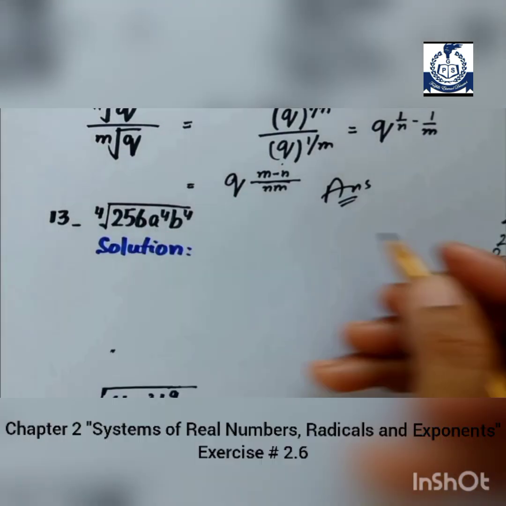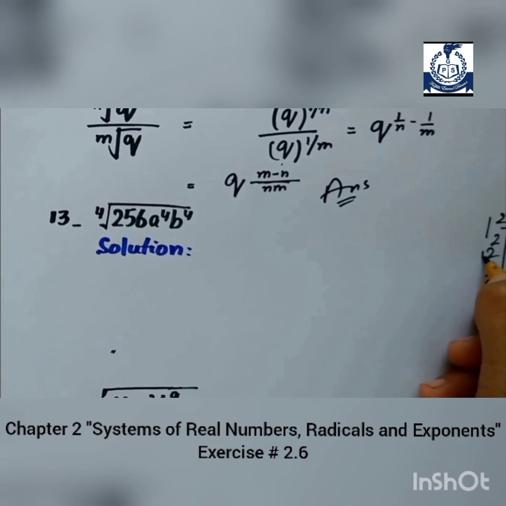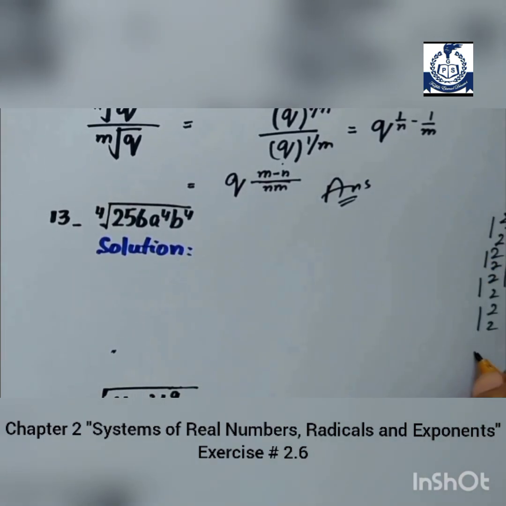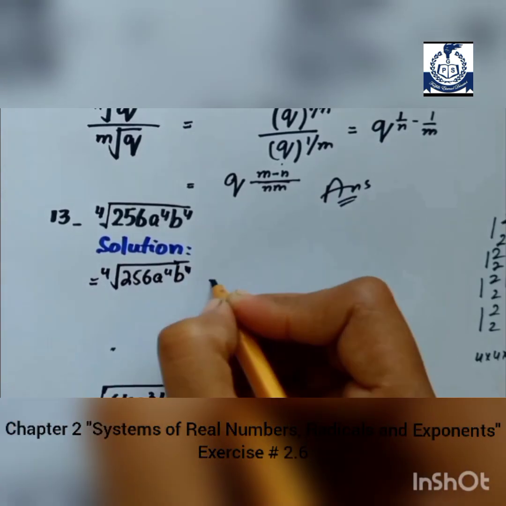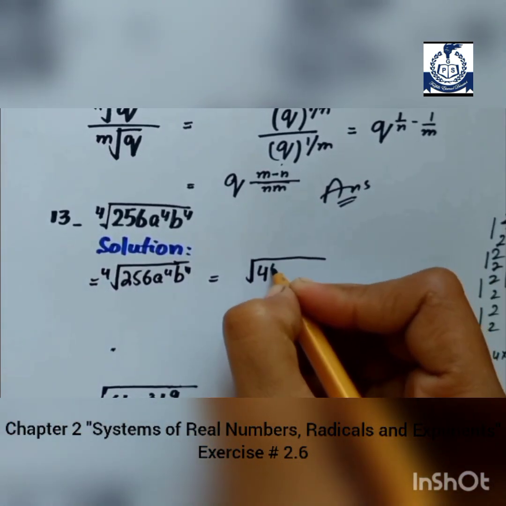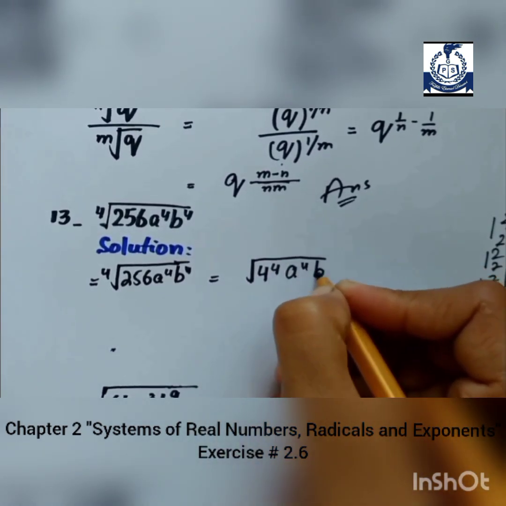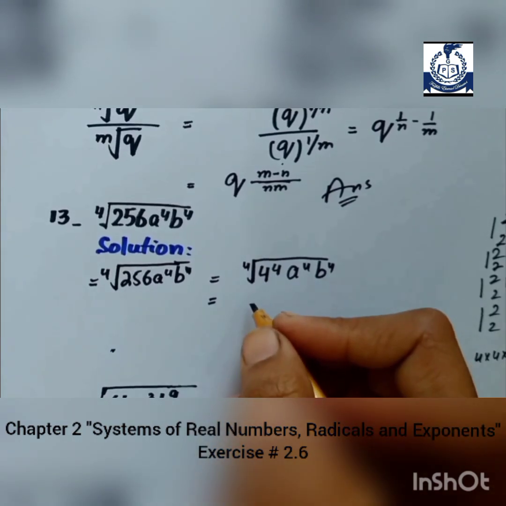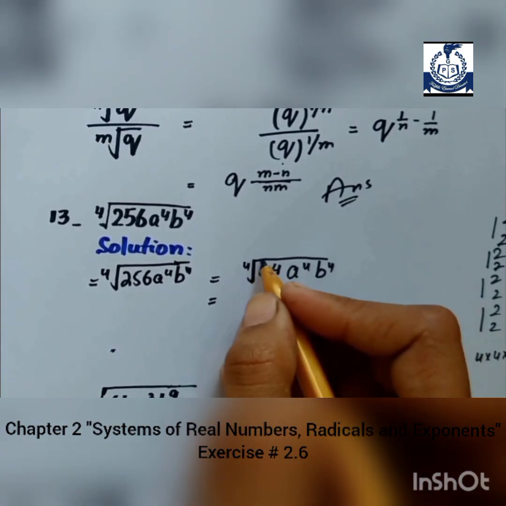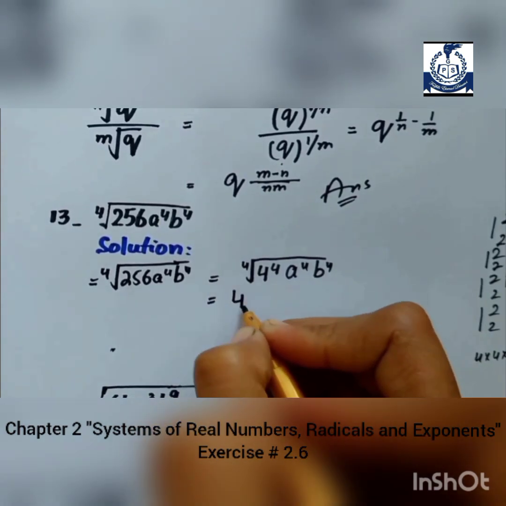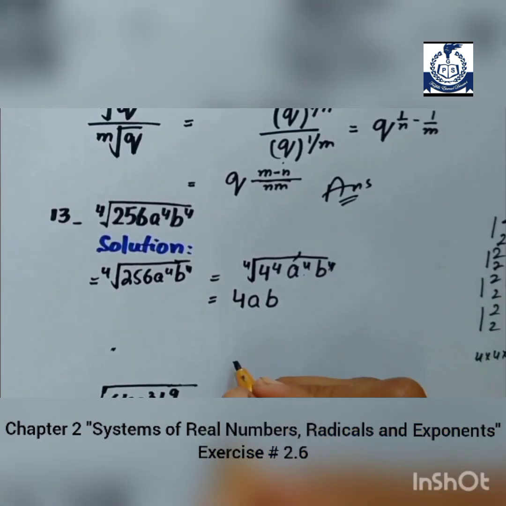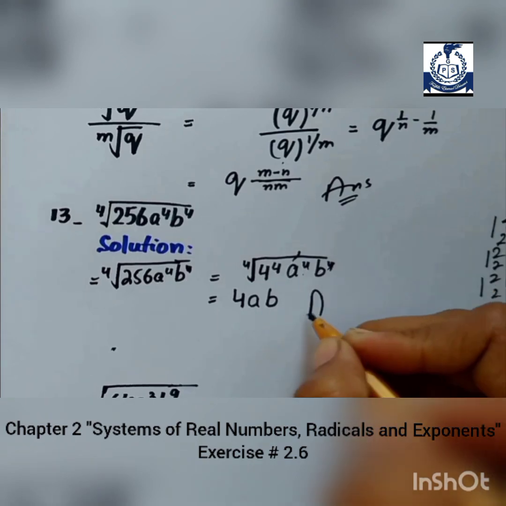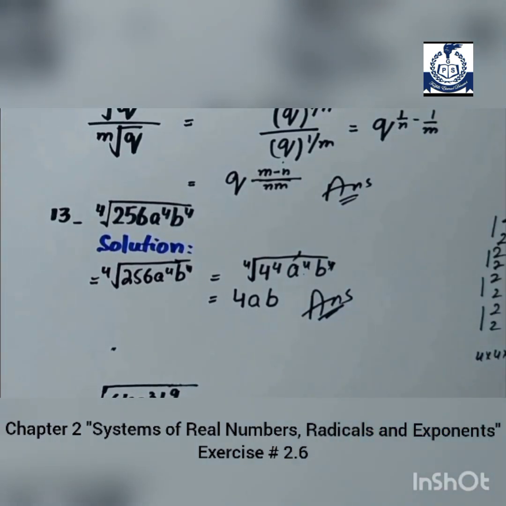So the factors of 256 are 2 multiplied by 2, so we make pairs of 2s. Means 2 multiplied by 2, which is 4, multiplied by 4 multiplied by 4. The 4th root of 256 a power 4 b power 4 is equal to, in place of 256 we write 4 power 4, because 4 appears 4 times, a power 4 b power 4, and the 4th root as it is. So the 4th root and power 4 cancel out, a power 4 and root 4 cancel out, b power 4 and root 4 cancel out. So 4ab, this is the answer.